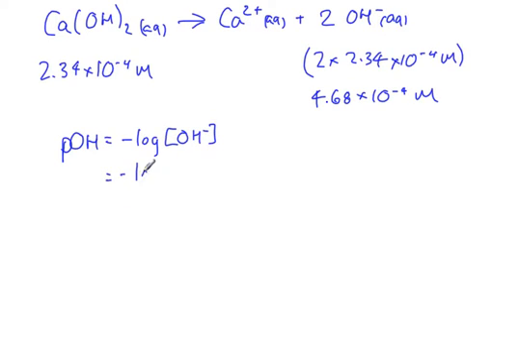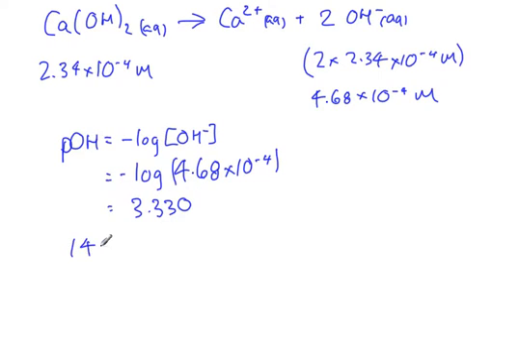So that's negative log of 4.68 times 10 to the minus 4 moles per liter. And that comes out as 3.330. So the pOH is 3.330.